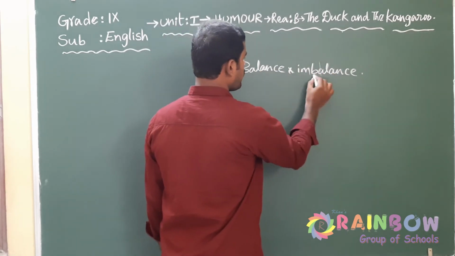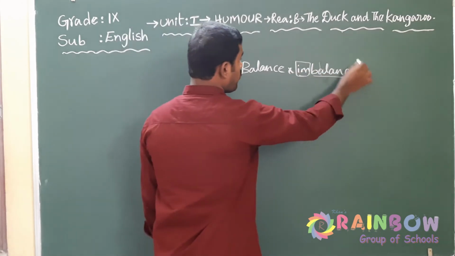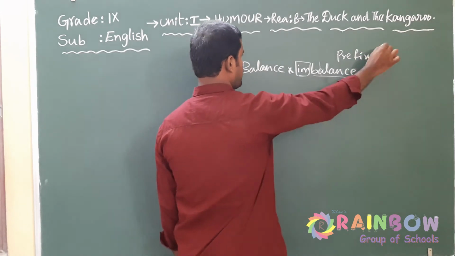This is the root word balance. We just added 2 letters before the word. Such types of words are called prefixes. It is a grammar point. Make a note of it.